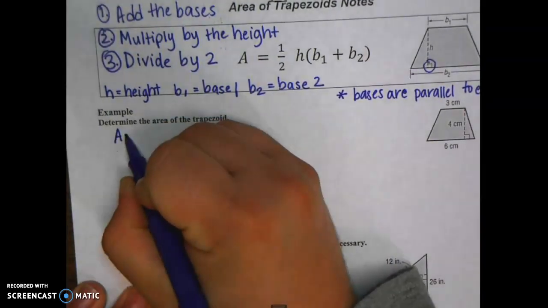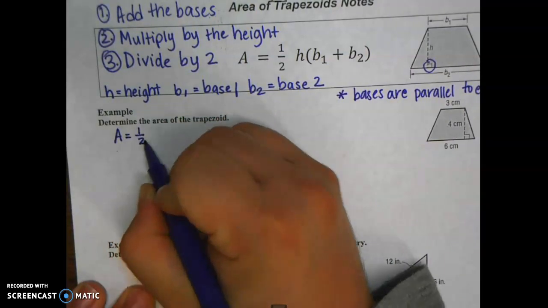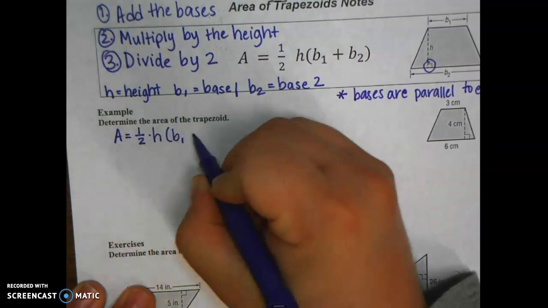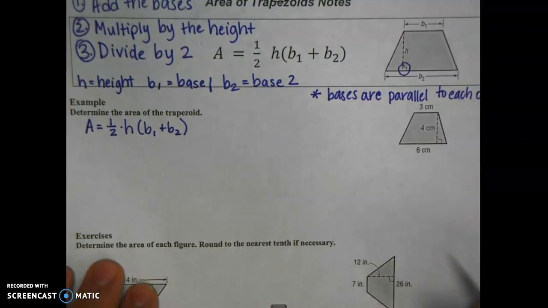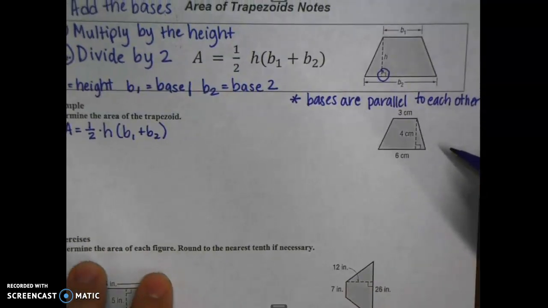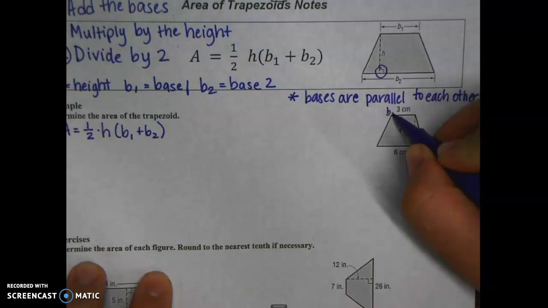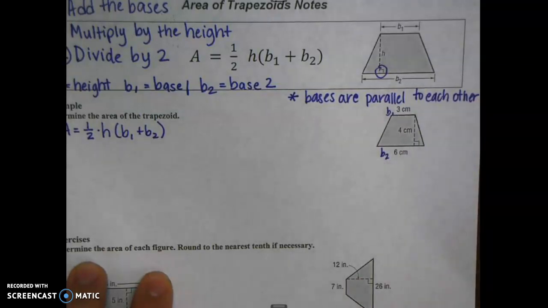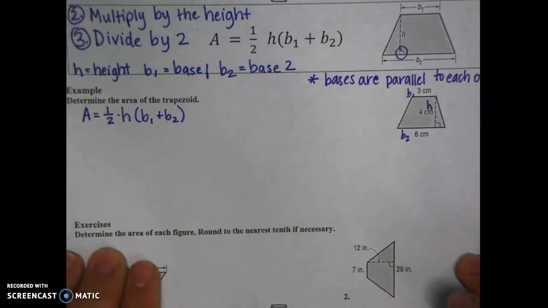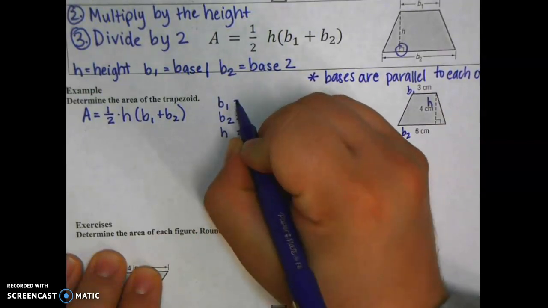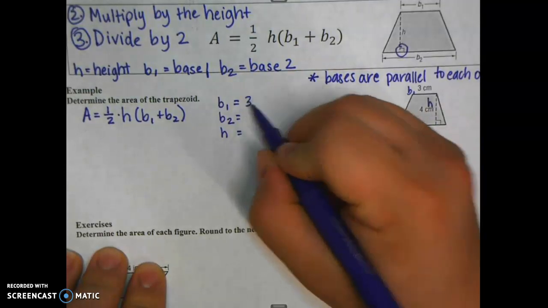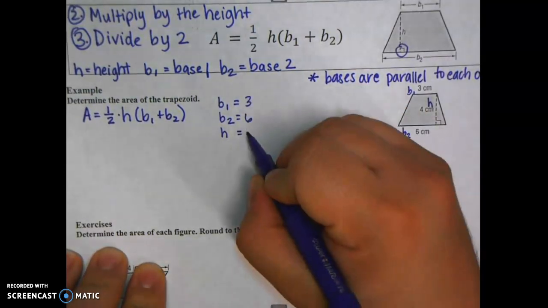First step on every problem is area equals 1/2 times the height times base 1 plus base 2. So then we write our formula. Now we need to identify each of these on our shape. So our parallel sides are base 1 and base 2. Really, it doesn't matter what you label as your first base and your second base, but then the one in between, the distance between the two at the 90-degree angle, that'll be your height. So base 1, base 2, and height. Those are the 3 things that you need for every trapezoid area problem. Base 1 is 3, base 2 is 6, and the height is 4.